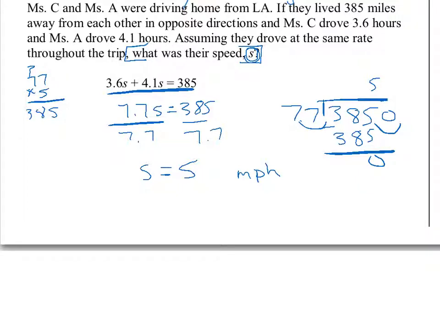We see that we should have filled in here. Our decimal should have popped straight up. 77 should go into 0 times. So our answer should be 50 miles per hour.